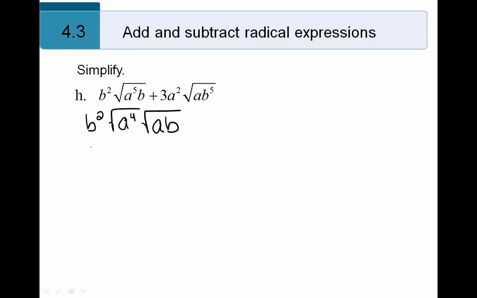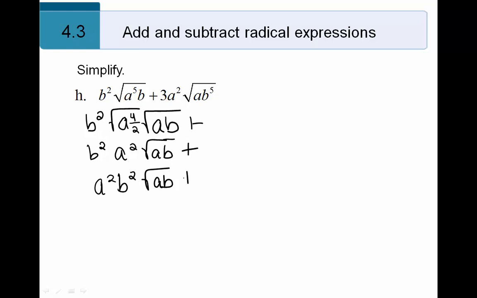So let's simplify this. B squared, the square root of a to the fourth is a squared. And since a comes before b in the alphabet, I'll just write this as a squared b squared square roots of ab.